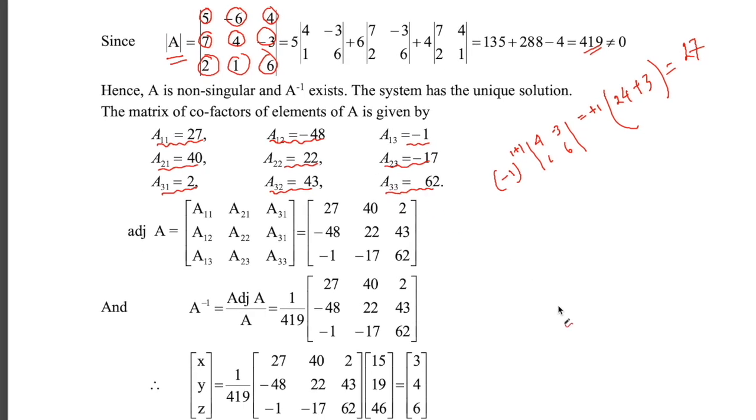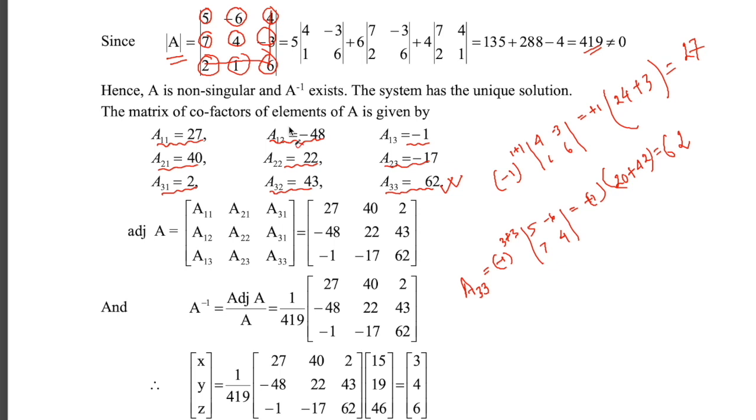Let me calculate the cofactor of 6, A33, for you here again. Minus 1 to the power 3 plus 3, determinant of, you need to delete this row and this column. Then 5, minus 6, 7, 4. This is equal to minus 1 to the power 3 plus 3, which is plus 1, and 5 into 4, 20, plus 42, which is equal to 62. So this is how you can calculate the cofactors of each component.